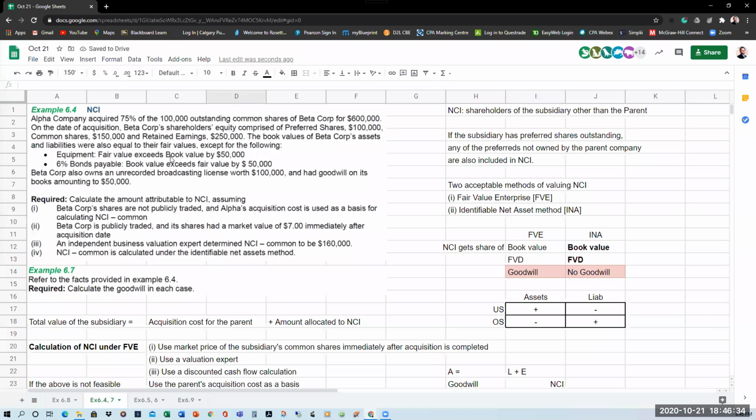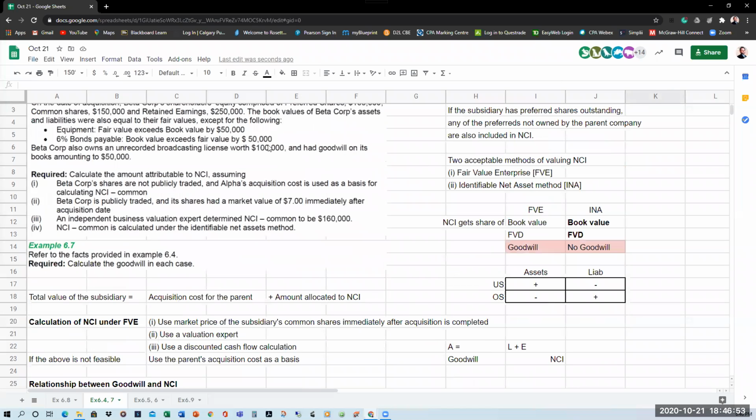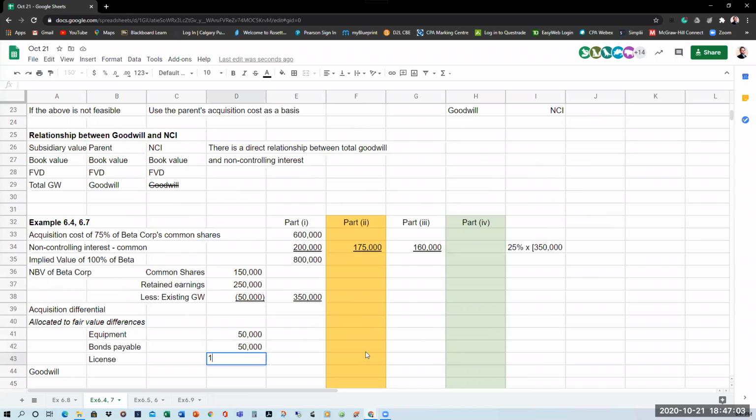The bonds payable liability, book value is more. So the bonds payable liability is overstated. Overstated liabilities, the difference is a positive. So another 50,000. And then the broadcasting license is unrecorded. It's worth 100,000, but it's not recorded on the books of Beta. So that's entirely understated. Understated asset, $100,000. So if I were to add up all of these fair value differences, I get another $200,000.